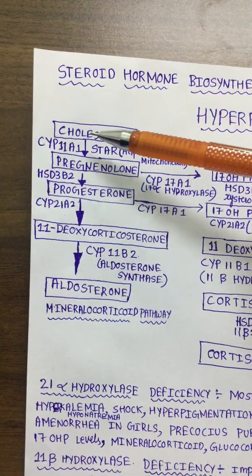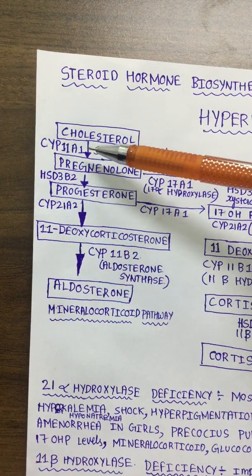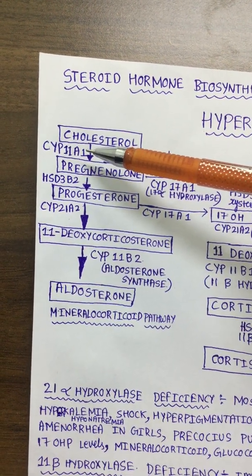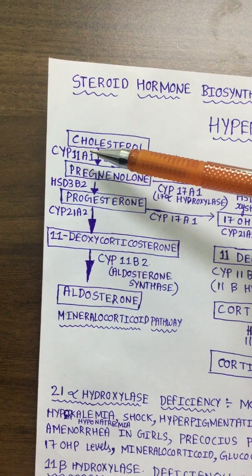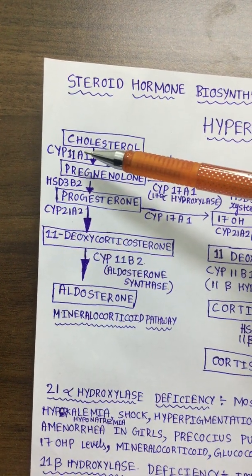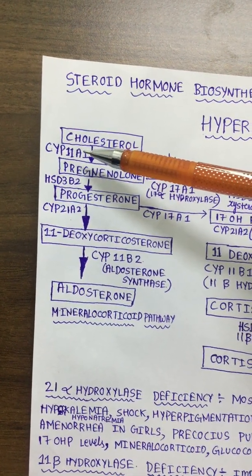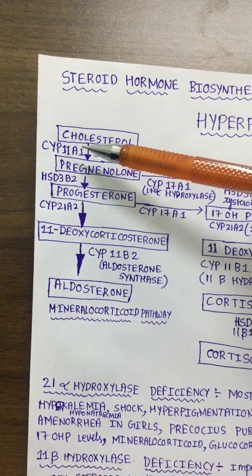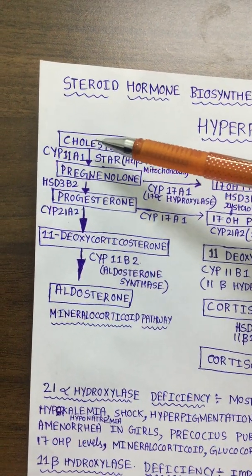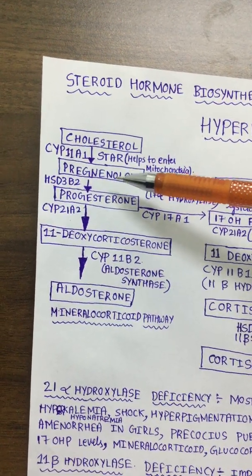Once in the mitochondria, the cholesterol side-chain cleavage enzyme, also called 11 alpha hydroxylase, or cyclin cleavage enzyme, will convert cholesterol into pregnenolone.